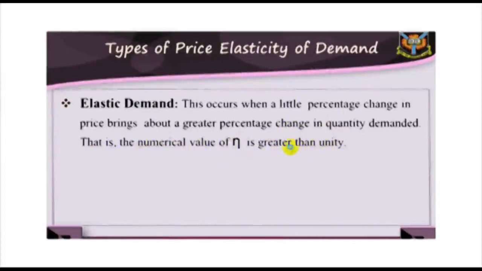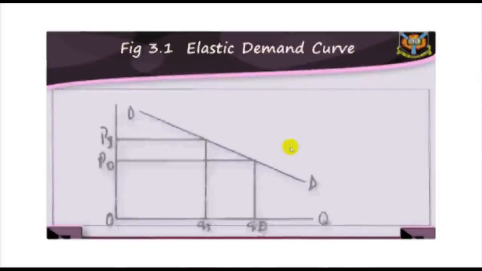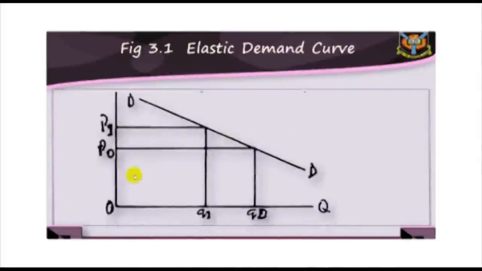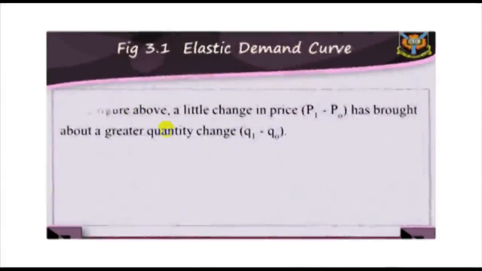In the figure above, a little change in price, that is from P1 to P0, has brought about a greater quantity change from Q1 to Q0. Examples of goods with elastic demand include durable goods like cars, shoes, and so on.